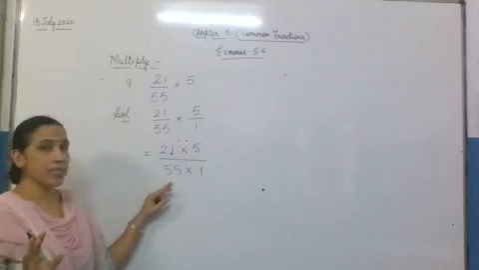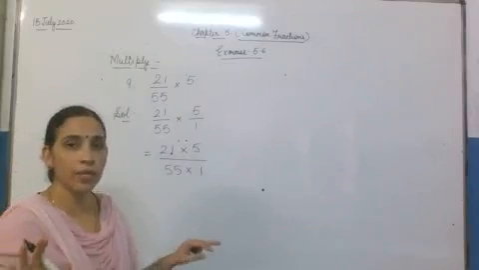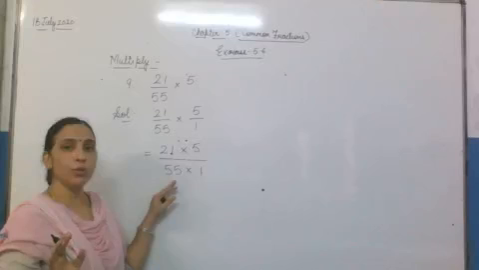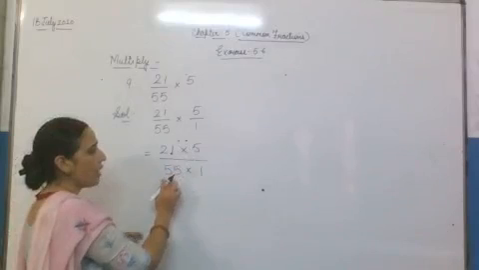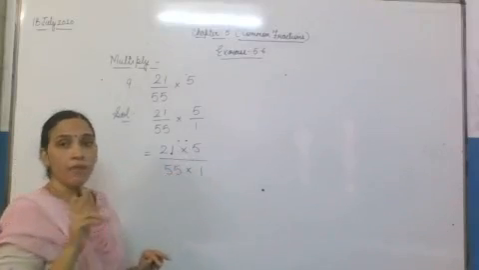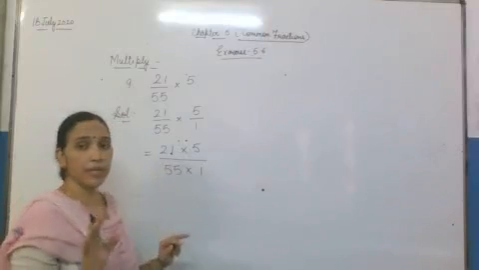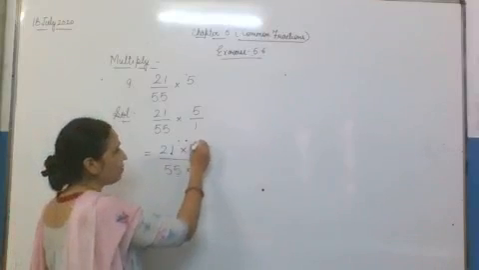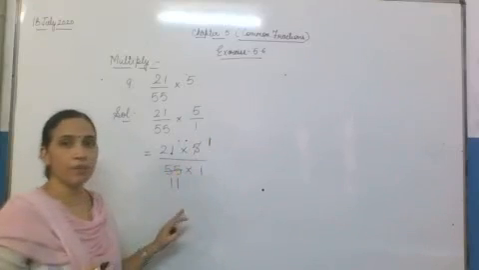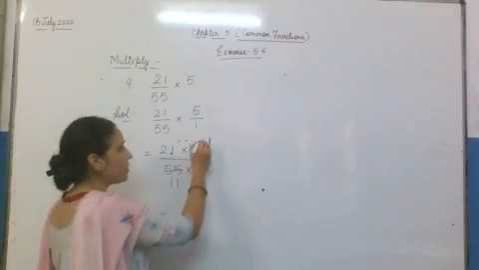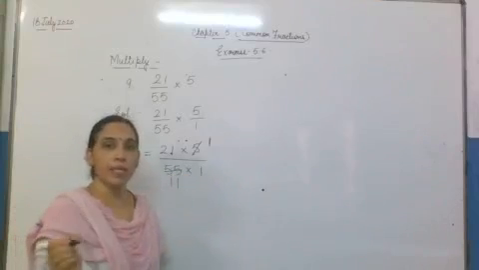Now, as you can see, if there is any common factor in the numerator and denominator, we are going to reduce it to the lowest terms. Here you can see 5 and 55. Both are multiples of 5, so we can reduce with the table of 5. 5 ones are 5 and 5 11s are 55.